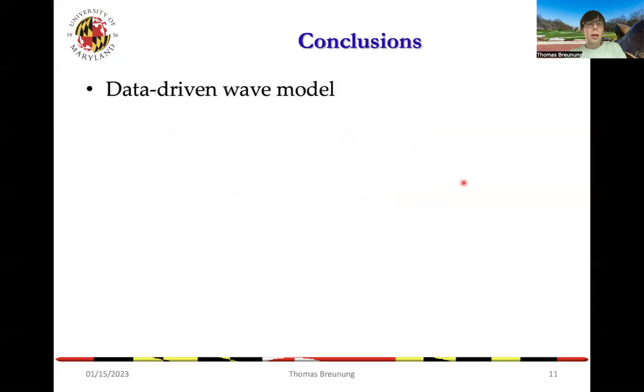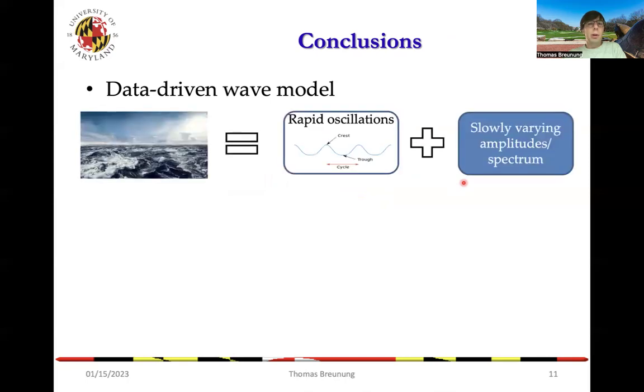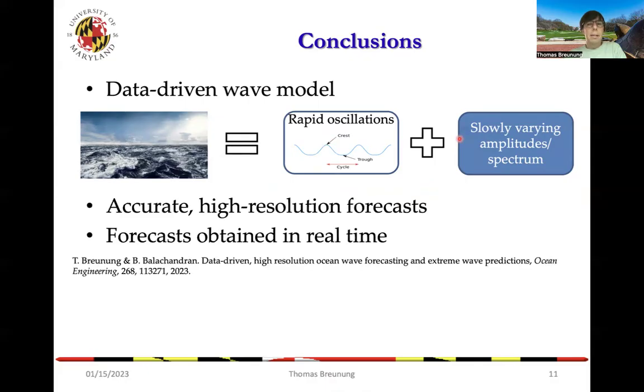So just to conclude, I have presented a data-driven ocean wave forecasting approach which exploits the essence of common ocean wave models that decompose the ocean into a set of rapid oscillations with slowly varying amplitudes. And this approach in general is capable of producing accurate high-resolution forecasts. I haven't talked too much about it in this talk, but in the paper you find more detail that these forecasts are also quite computationally inexpensive, so they can be obtained in real time. So not much computation is involved.